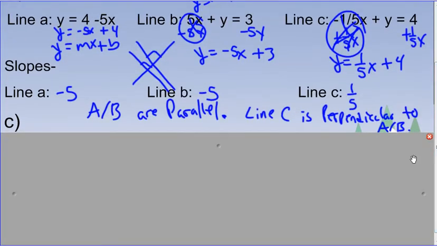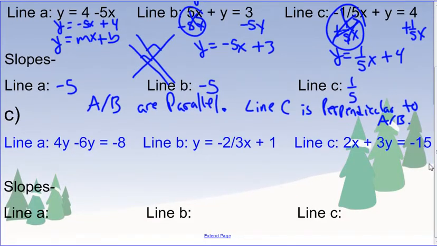Letter C, same deal. I want you to find the slopes. You might have to rewrite the equations like we did. Find the slopes and see which are parallel, which are perpendicular. Take a minute, pause the video, do it right now. When you're ready, hit play and we'll go through it together.